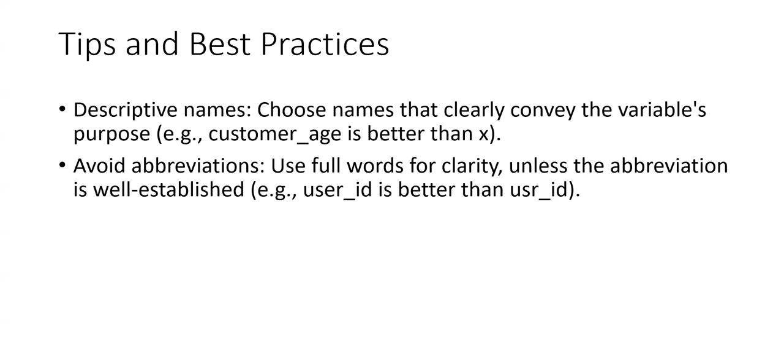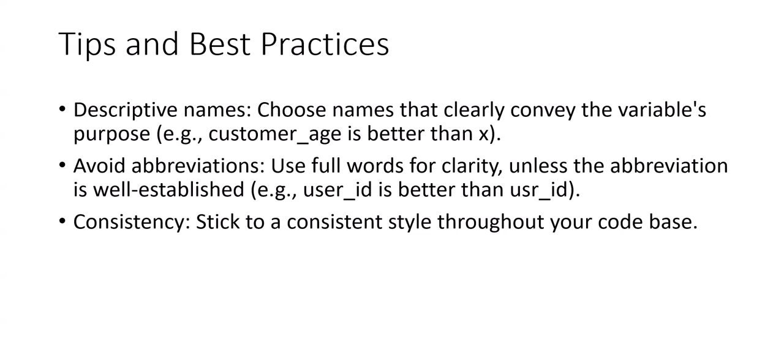Avoid abbreviation. Use full words for clarity unless the abbreviation is well established. As an example, user_id is better than usr_id. So unless the abbreviation is well established, for clarity, it is good to avoid abbreviation. Finally, consistency. Stick to a consistent style throughout your code base. If for multiple words you are using snake case, stick to it because consistency is always good. So those are the tips that I can give you in terms of naming your variables.